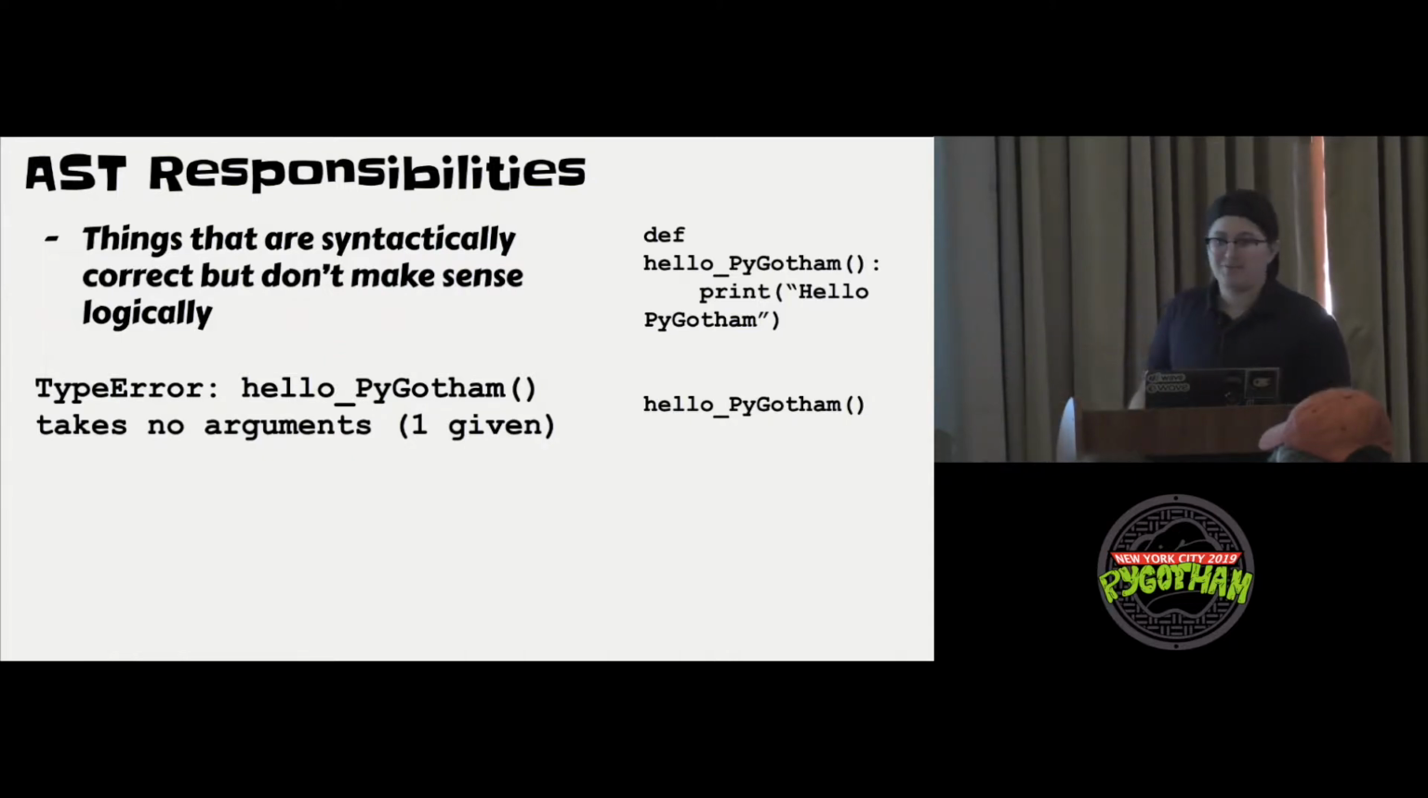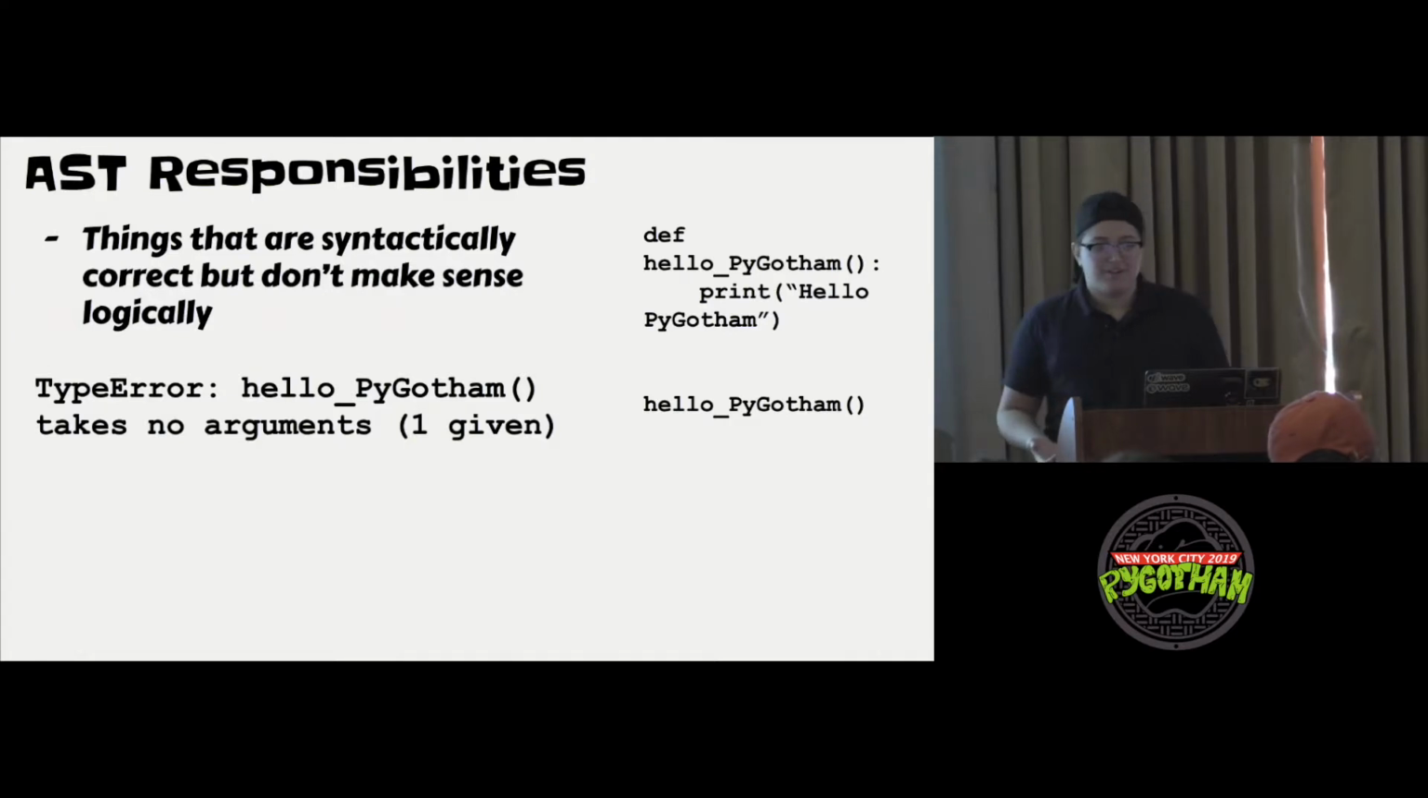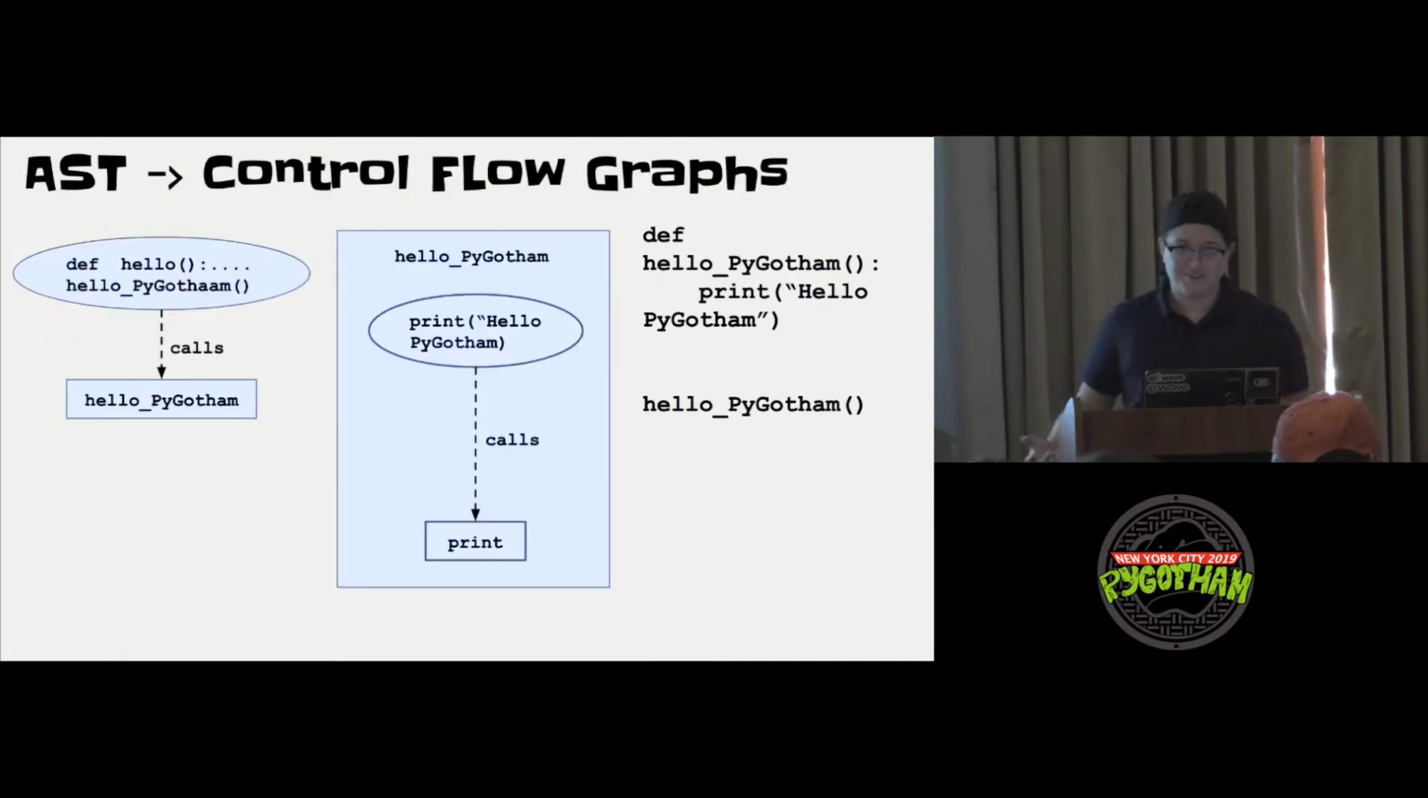And if you were to pass an argument to our function, it would tell you type error. PyGotham takes no arguments, but you gave it one. And the process will stop here, as per usual. After that, we're done with trees, and now we go to graphs.